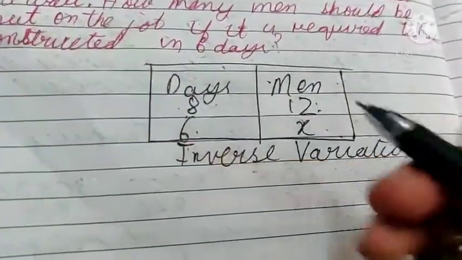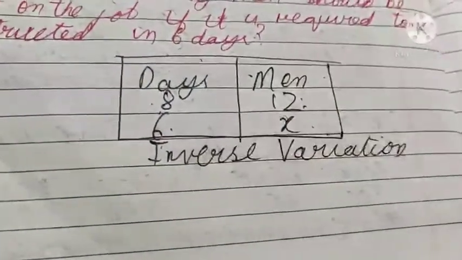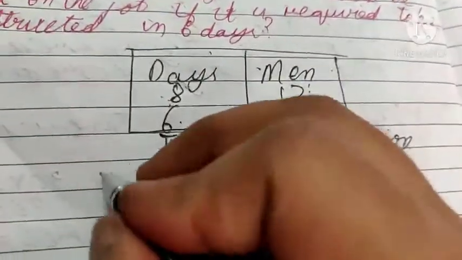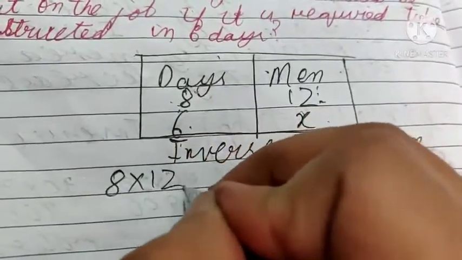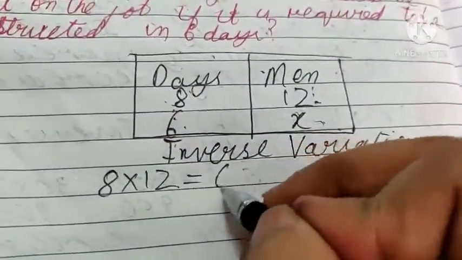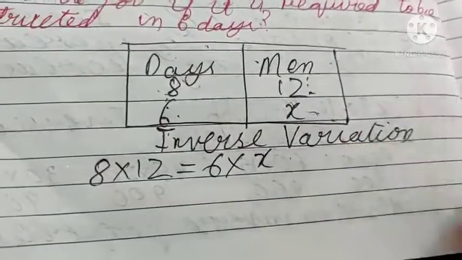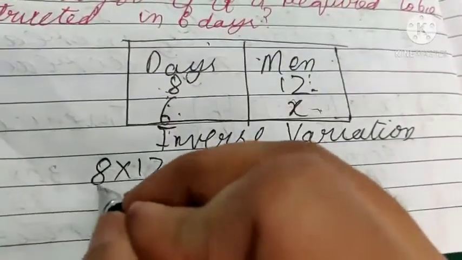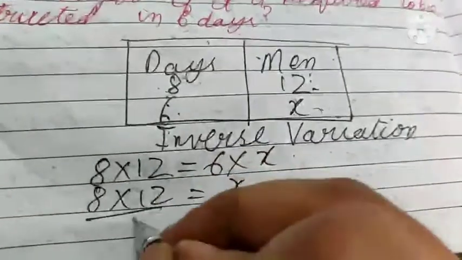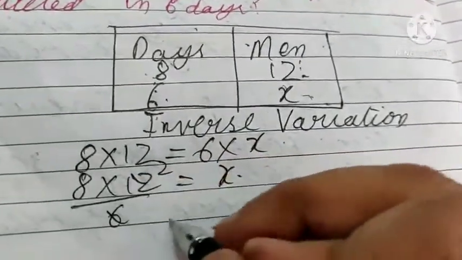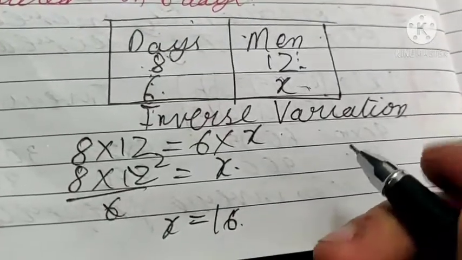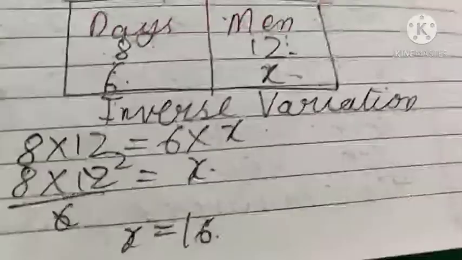So, as said before, we will multiply the two different quantities of the same type and the other different quantity. So here x will be equal to 8 into 12 upon 6, which is 2, so x equals 16, meaning 16 men will be required to construct the wall.